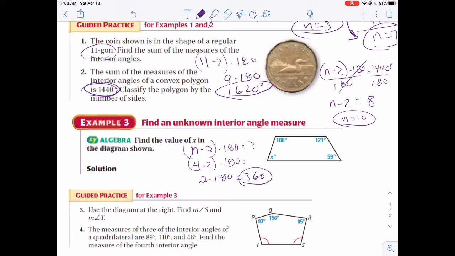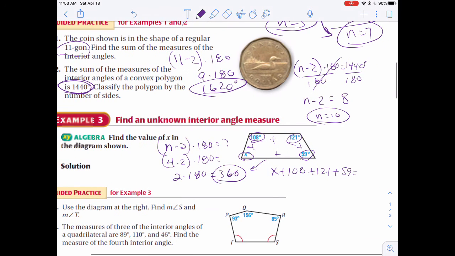All right, so we know that now, and we know these 3 angles are given to me. I've got to find this 4th one. Well, I know that the sum of all of these angles, add them all up, should equal 360. So I set that up as an equation, and I'll put the x first. So I have x plus 108 plus 121 plus 59 equals 360. Well, that's not so bad. Just got to add up the 3 numbers on the left.